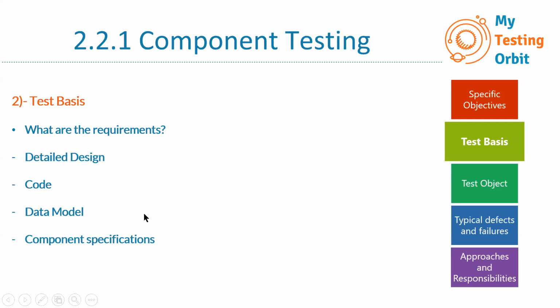And component specification: because we are testing multiple components individually, we do need the details of the layout of each component, what we are expecting from that specific component, what the layout would be, and what the details of that component will be, so that we can take that as the requirements and later perform our component testing. Any questions on test basis?